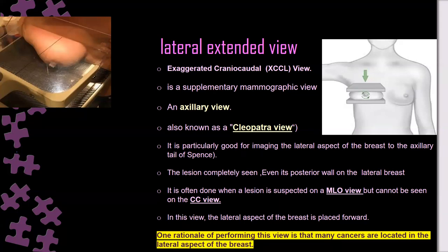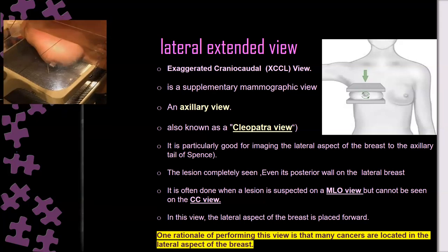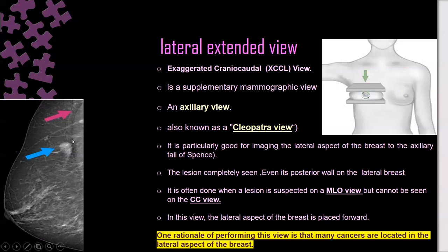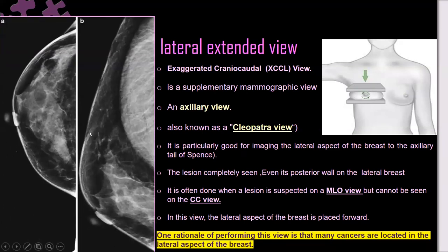And this is one of the most common additional views, like the spot compression view, that we use in practice. Why? Because this is the common location of breast cancer. The common location for breast cancer, the apical lesion. And because you are going toward the axillary tail, toward the pectoralis, you might see the pectoralis here. When you look at it, don't say this is an MLO view or lateral view. This is the extended lateral view. This is a CC view where the posterior aspect is cut and the apex of the parenchyma is cut, but going more toward the lateral, you cover the whole parenchyma on the posterior lateral aspect, the common location for breast cancer.